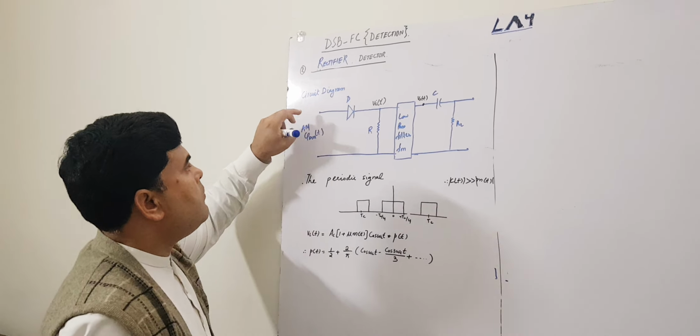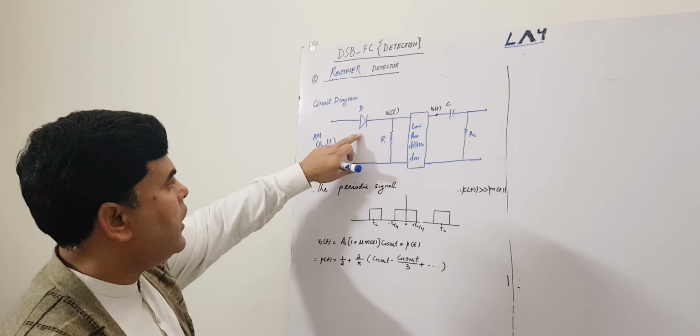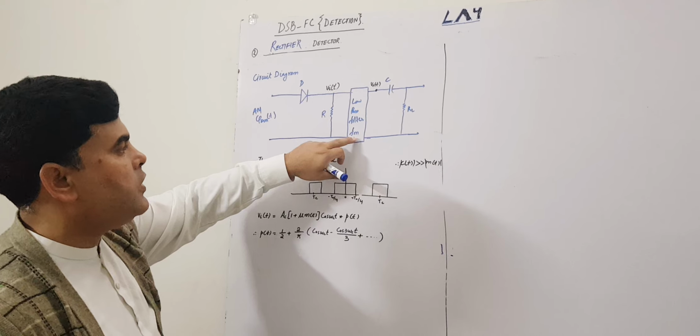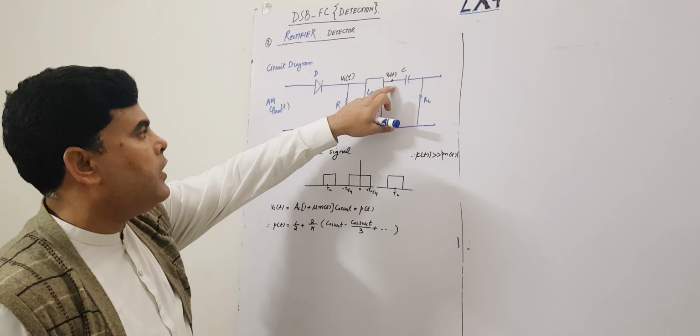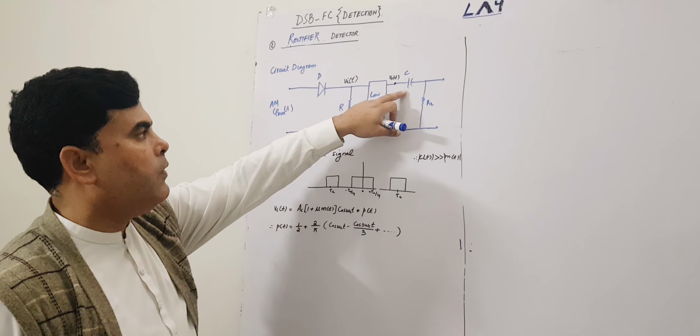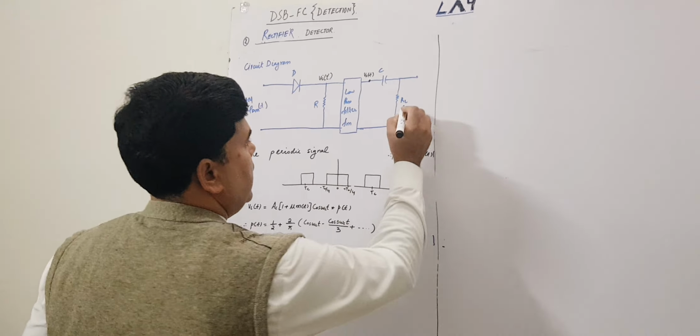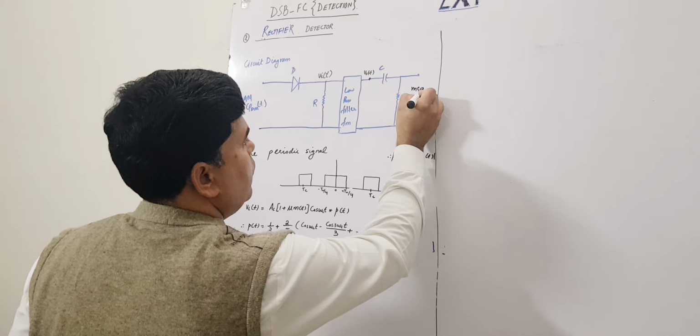The circuit diagram of that is this one: the diode, resistors, and a low pass filter whose center frequency is Fm, and then we are getting the low pass signal. After that we are using the DC blocker, and then we are getting the message signal here at the output.